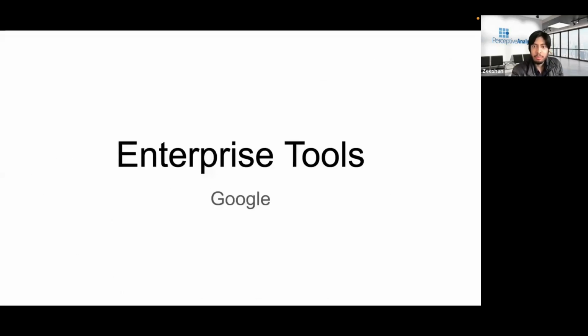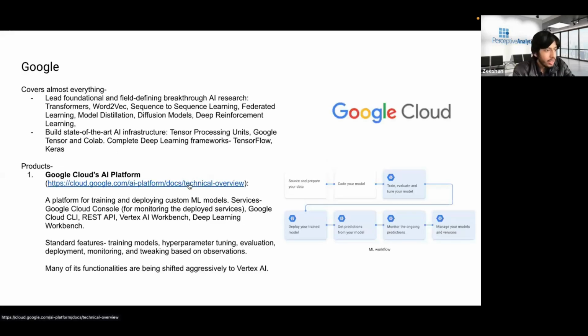So we move to the enterprise tools. The first one is Google. Obviously, given the scale at which Google operates, they have their tentacles spread all across the product line in the AI landscape. The first one is Google Cloud's own AI platform.